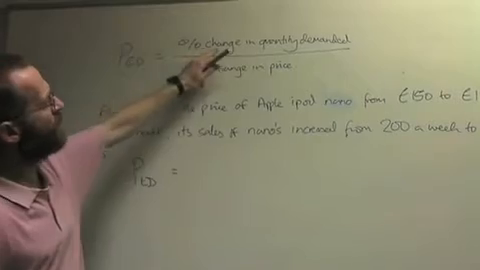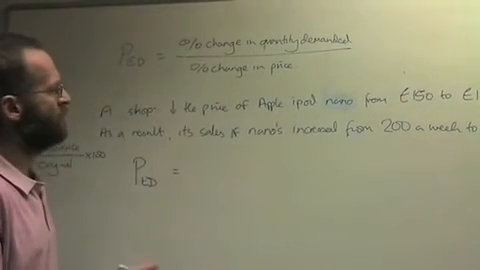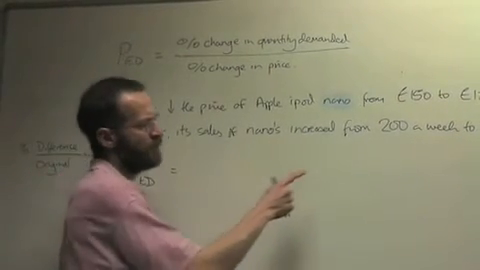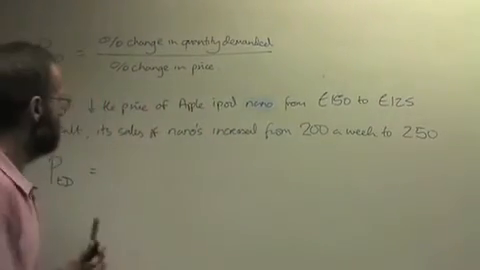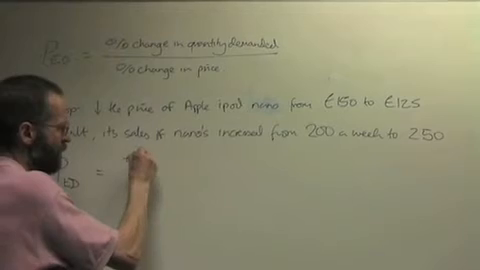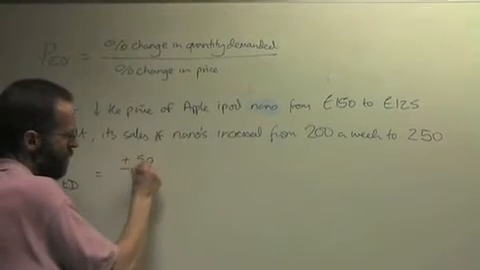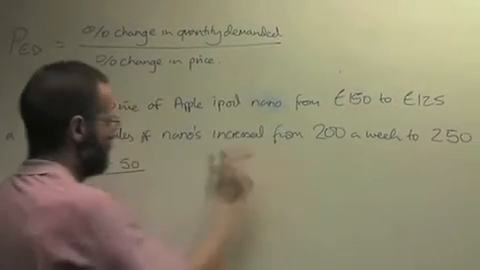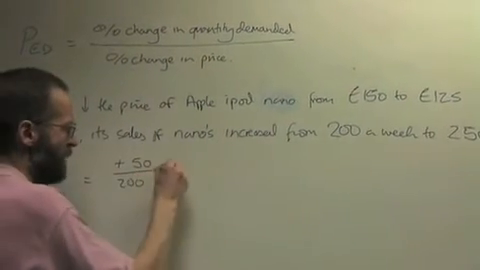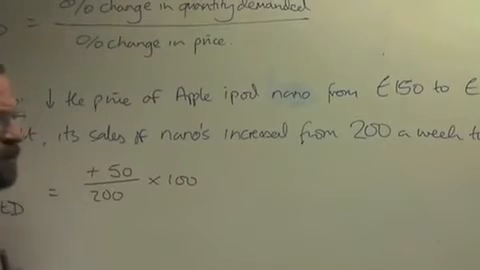So we want to work out the percentage change in quantity demanded. In this case, the quantity demanded went from 200 to 250. So the difference is plus 50 over the original, which is the number they sold to begin with, which was 200. And you multiply it by 100 to get the percentage.